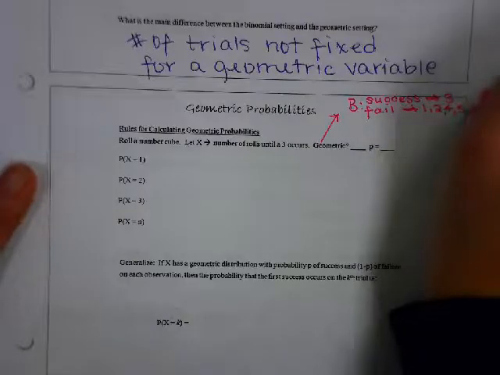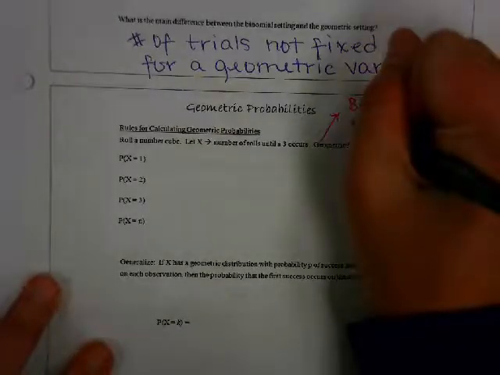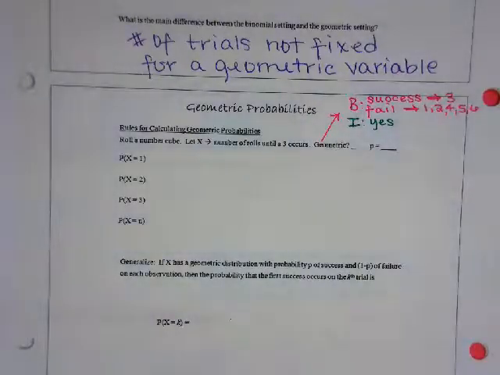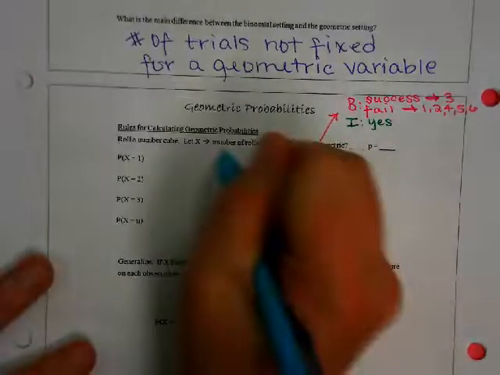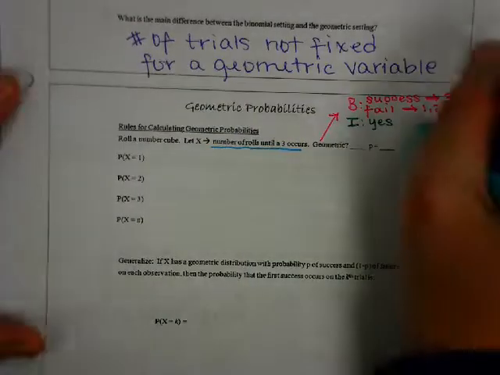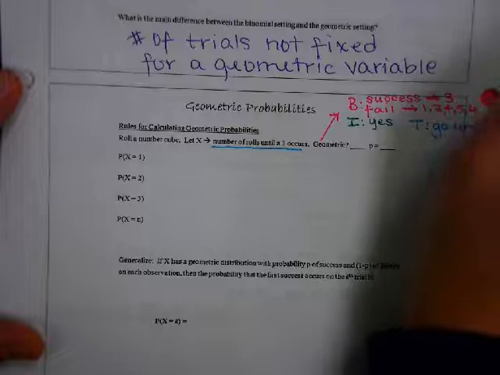I, independent. So rolling a die, whether I get a 3 or not on that first roll is not going to change the outcome of whether I get a 3 or not on the next roll. So that's independent. Just say yes. T, number of trials. So we're going to go until a 3 occurs. So there is no set number of trials. So T, we're going to go until we get a 3. Or you could say N is not fixed, however you want to word it.